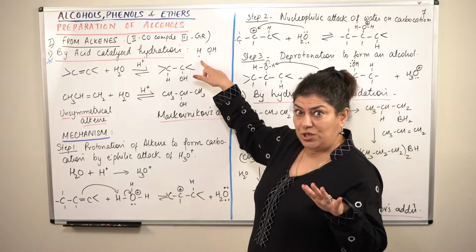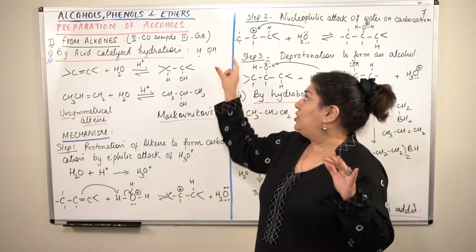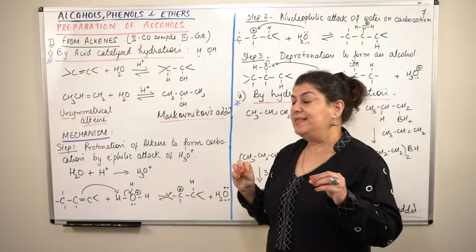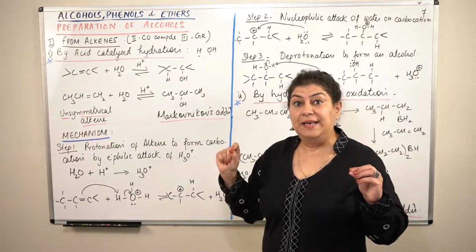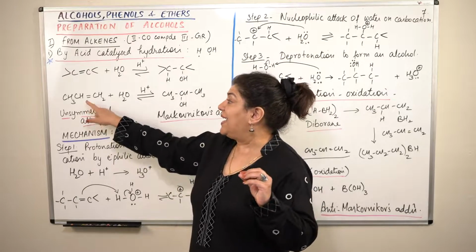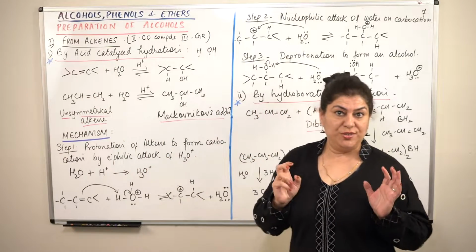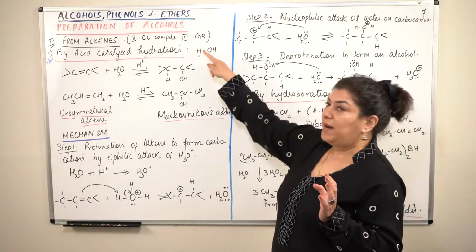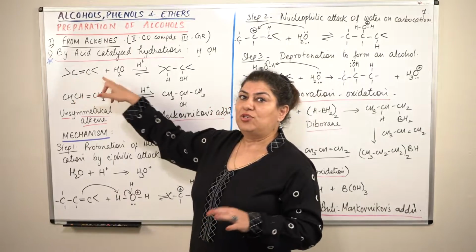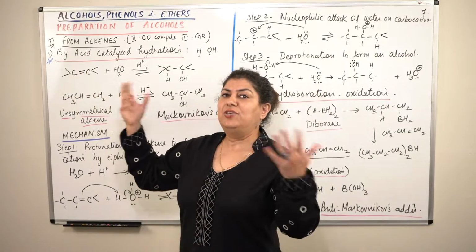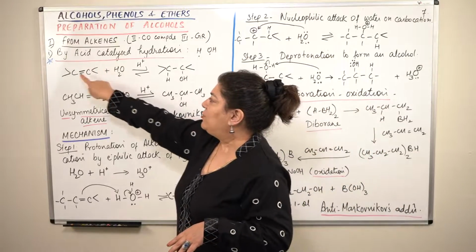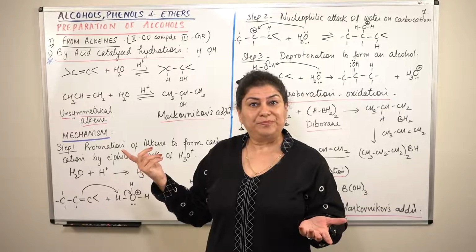So H is H positive and OH is negative. So this becomes the negative part of the addendum. Markovnikov's rule says that the negative part of the addendum adds to that carbon of an alkene which has a lesser number of hydrogens, right? In this case, the negative part of the addendum, OH, could have added to any of the carbons because both the carbons are identical. Both of them have hydrogen atoms, right?